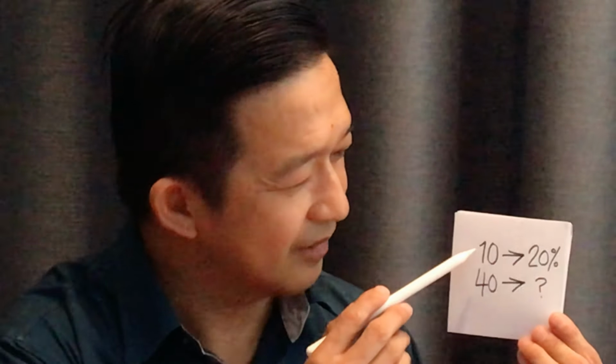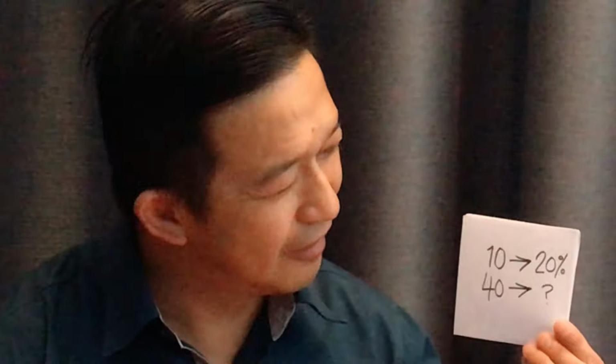Let's check. 10 cupcakes, 20%. 20 cupcakes, 40%. So 40 cupcakes, 80%. You are right. In any case, 20% and 80% make 100%, which is really all the cupcakes that the baker baked.